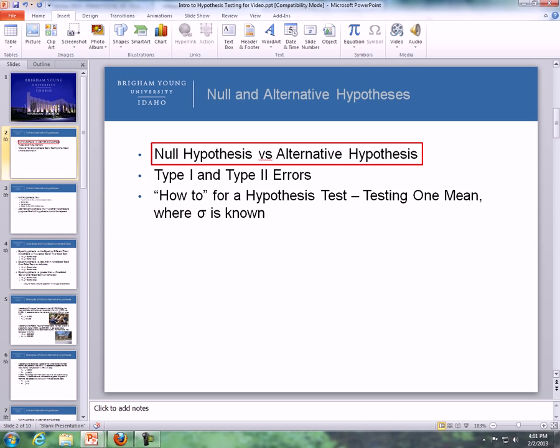First, I'll be discussing a null hypothesis versus alternative hypothesis. Then I'll be covering type 1 and type 2 errors. And then finally, with that background, I'll be covering a how-to for hypothesis testing one mean where the population standard deviation, sigma, is known.